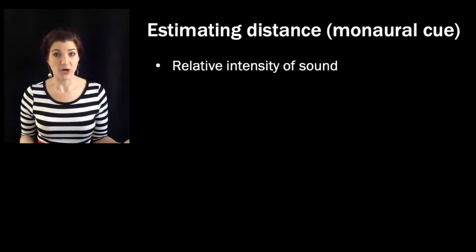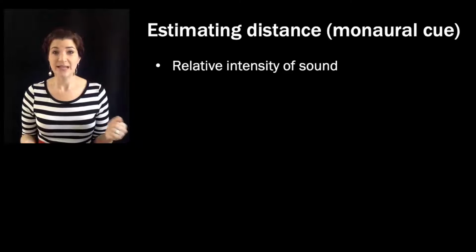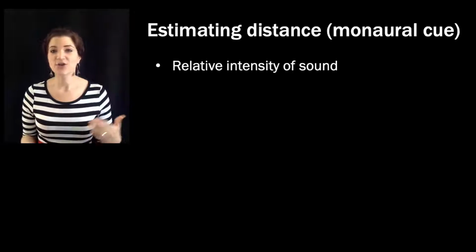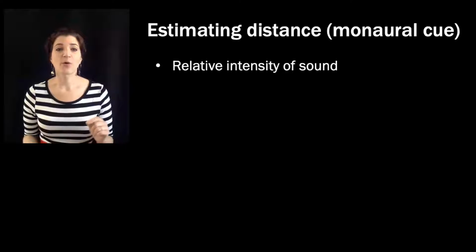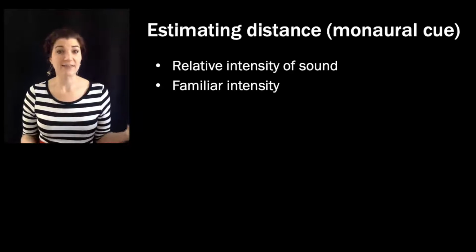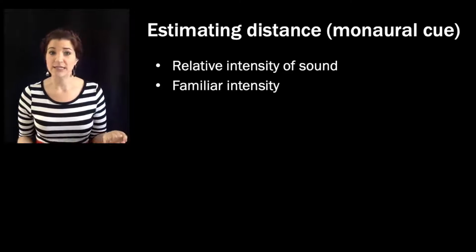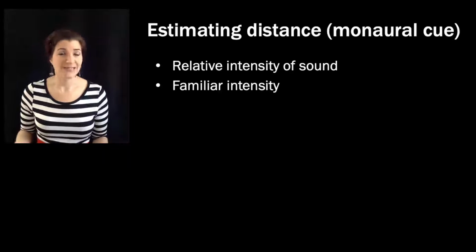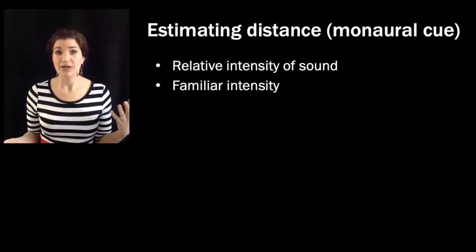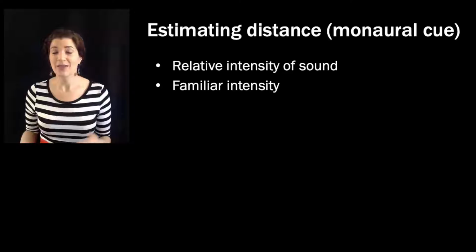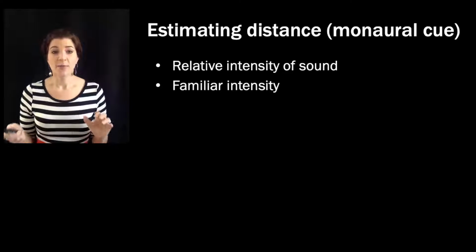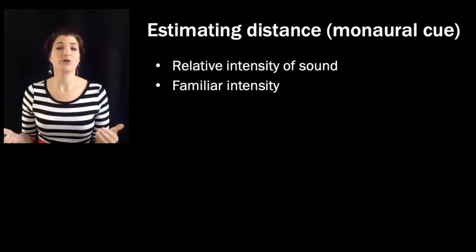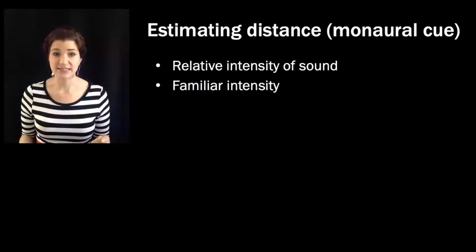If you hear a dog bark and then a minute later you hear the same dog bark but it's much quieter, that's a good cue that it's getting farther away. We can also use our prior knowledge about what things should sound like, the intensity they should have, that is familiar intensity. So for example, you know what your phone sounds like. And if you heard your phone much quieter than you usually do, that's probably a good signal to you that it's farther away. So familiar intensity is about comparing what you hear to what you know it is supposed to sound like at a given distance.